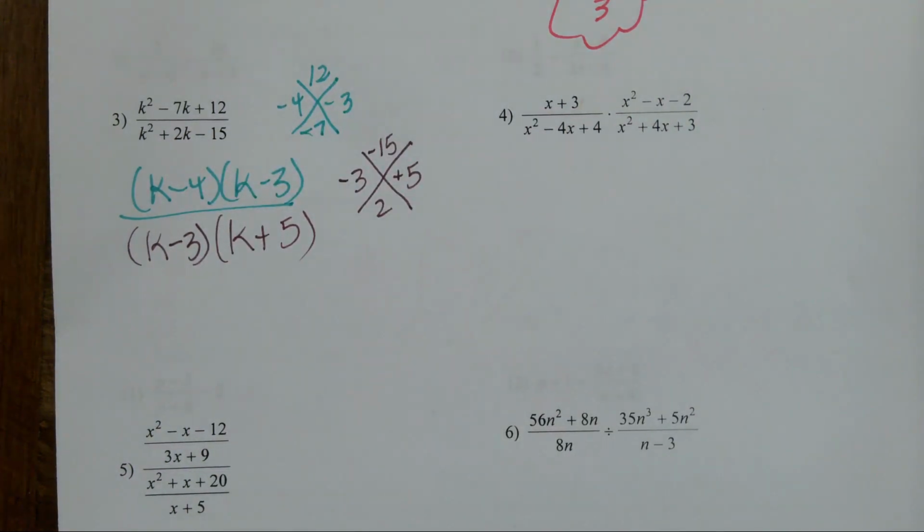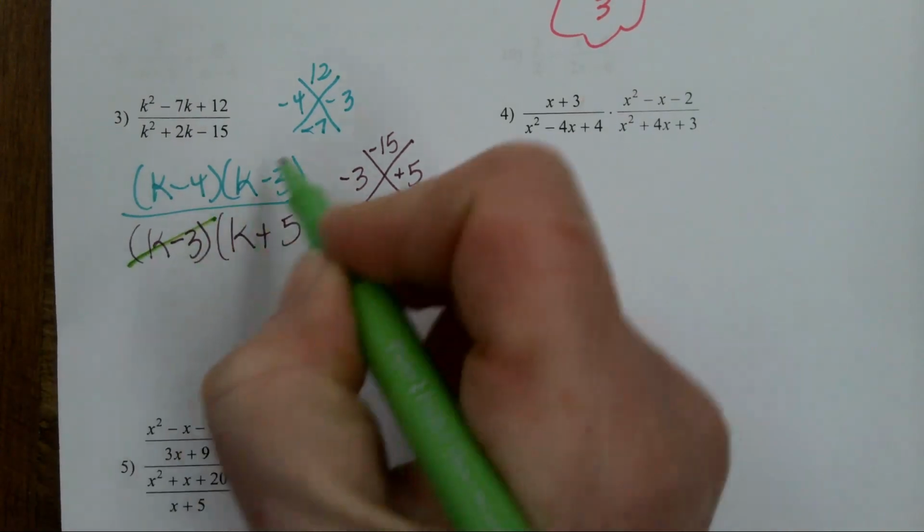Once I factor both of them, now I can look for my identical quantities. k minus 3, k minus 3.